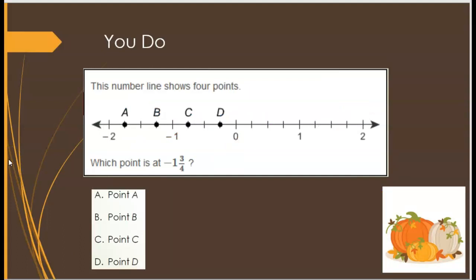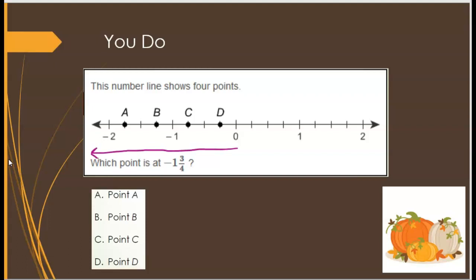So let's look at this one. This number line shows 4 points. A, B, C, and D. Which point is at negative 1 3/4? So it has to be one of those numbers, A, B, C, or D, because all the numbers to the left of 0 are negative.